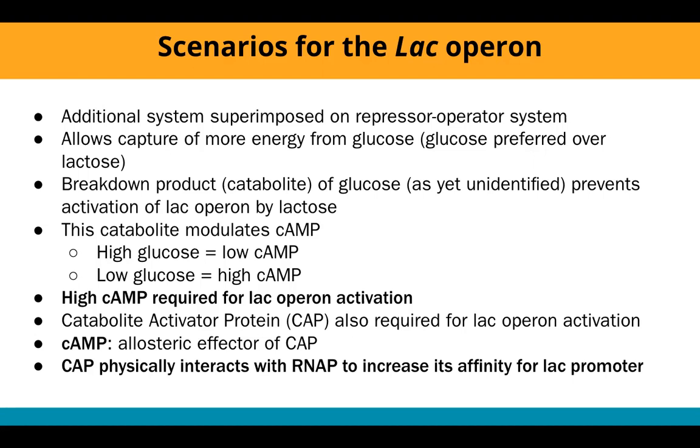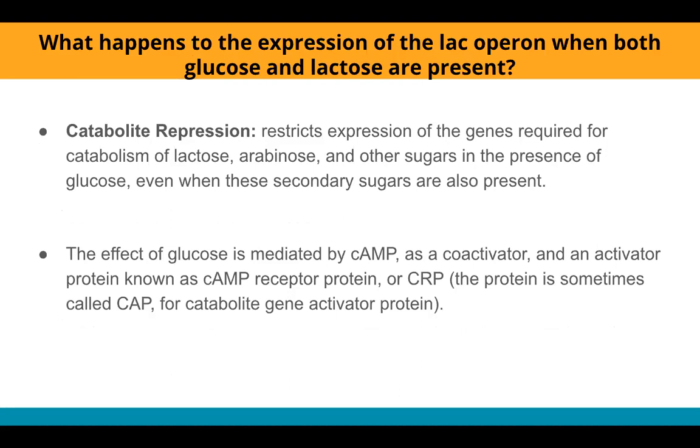Again, the CAP, or catabolite activator protein, is an activator. Activator of what? Activator of the RNA polymerase. In order for that CAP to be activated, you need to have a high cAMP. And in order for you to have a high cAMP, or cyclic AMP, you need to have a low glucose inside the bacterial cell.